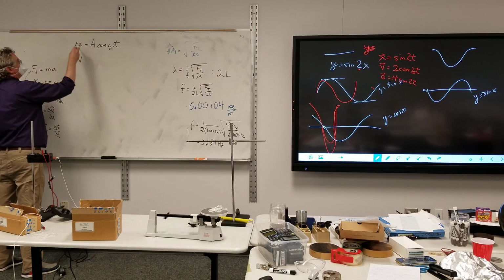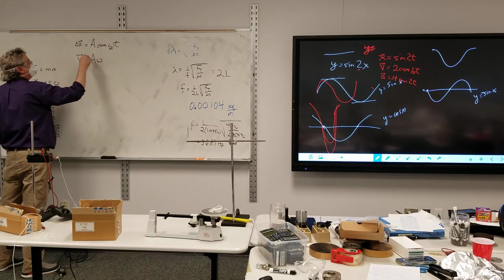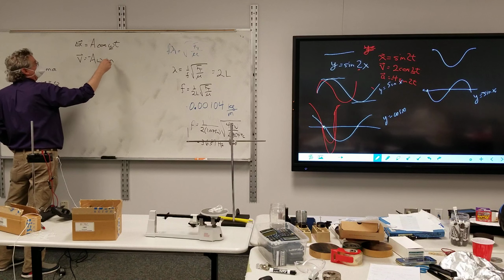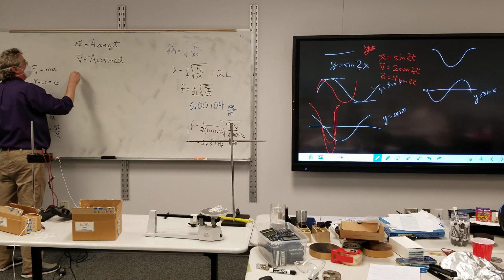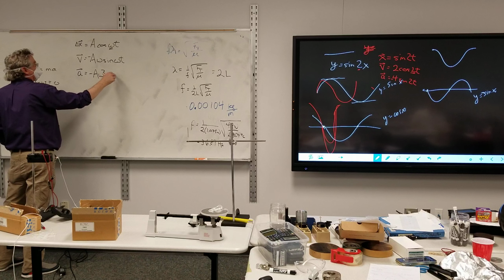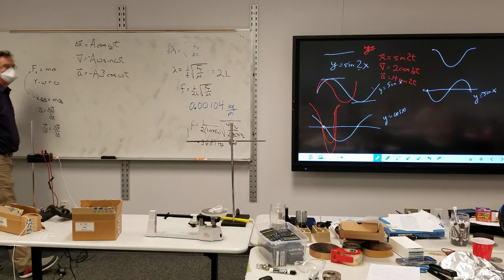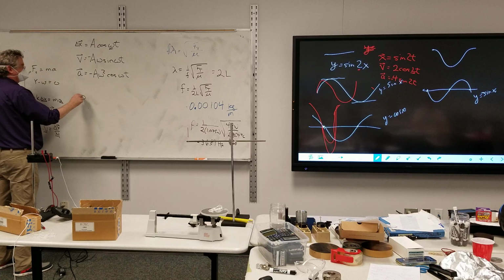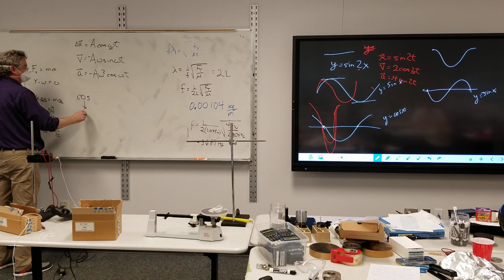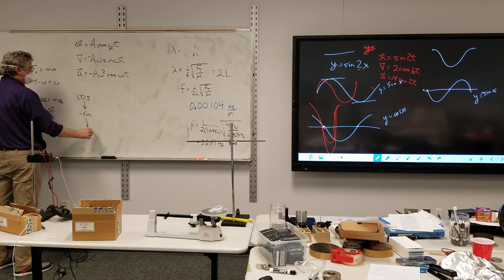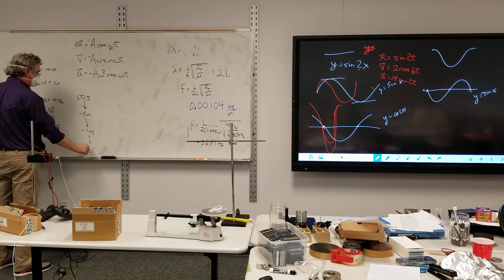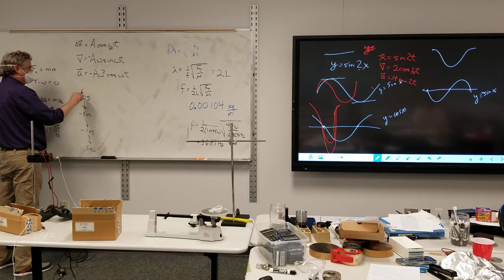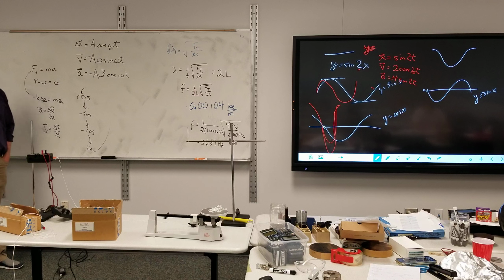Therefore, my velocity would be negative A omega sine omega t, and then my acceleration would be negative A omega squared cosine omega t. The general pattern with the trig functions is cosine goes to negative sine, goes to negative cosine, goes to sine, which goes to cosine, and then the cycle continues.